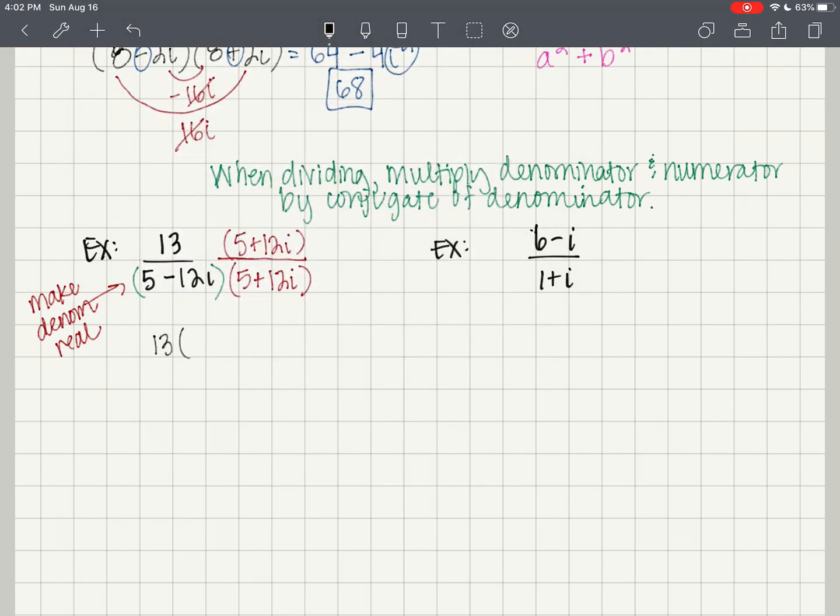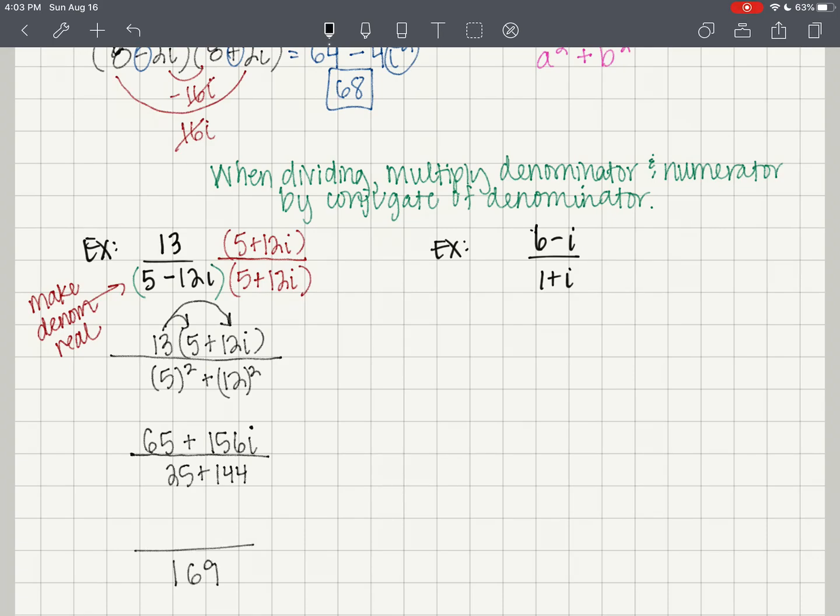So in the numerator we have 13 times 5 plus 12i, and in the denominator we have 5 squared plus 12 squared. So 13 times 5 is 65. 13 times 12 is 156. So 156i all over 25 plus 144. 25 plus 144 is 169.